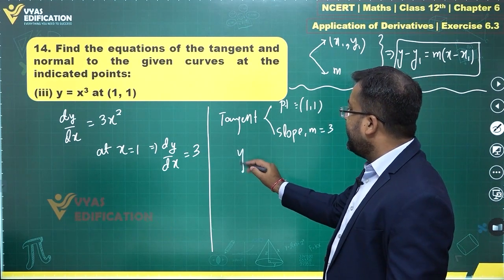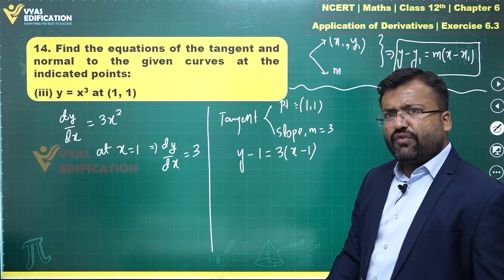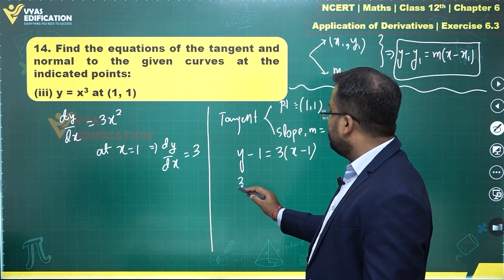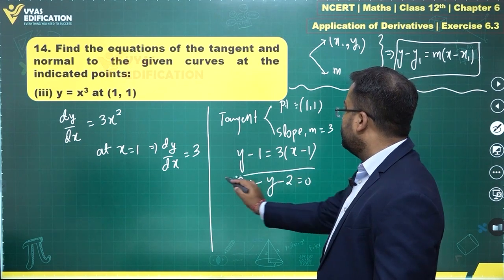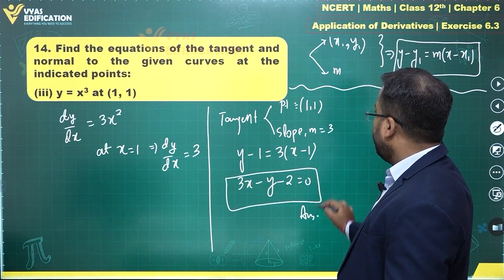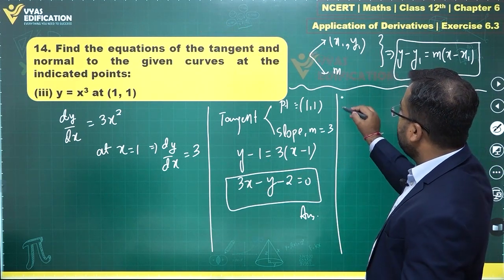So with the help of this, I can write y minus 1 is equal to m times x minus 1. This is what we have. What does that give me? This is 3x minus y minus 2 is equal to 0. That's my final answer for the equation of tangent. What about equation of normal? We can easily find normal as well.